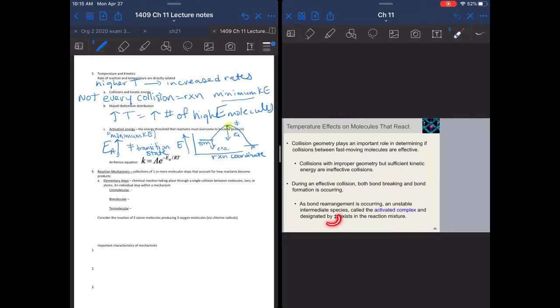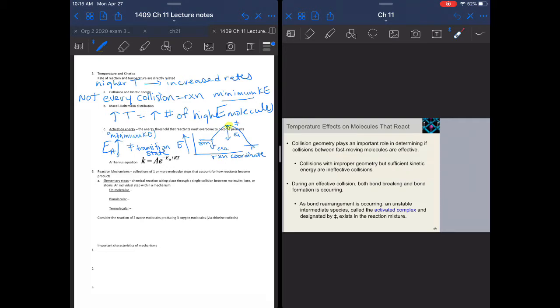Let's see, you have that little transition state symbol there. It's also called the activated complex. Either one of those terms is fine. I'm just used to saying transition state. Now, that's not the only thing that's important.